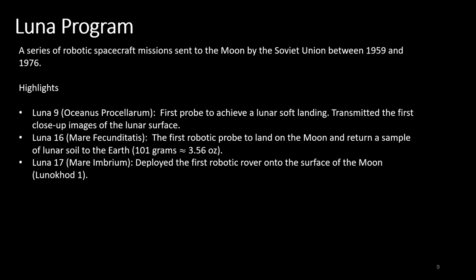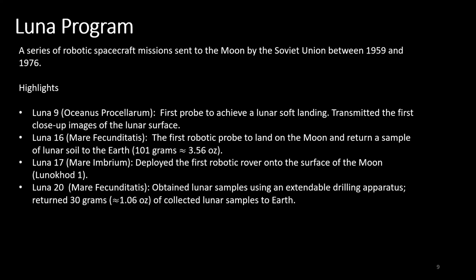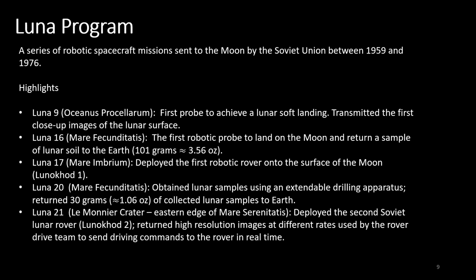Luna 17 landed in Mare Imbrium. This deployed the first robotic rover onto the surface of the moon, named Lunokhod 1. Luna 20 landed in Mare Fecunditatis, and it obtained lunar samples using an extendable drilling apparatus, and it returned a little over 1 ounce of collected lunar samples to Earth.